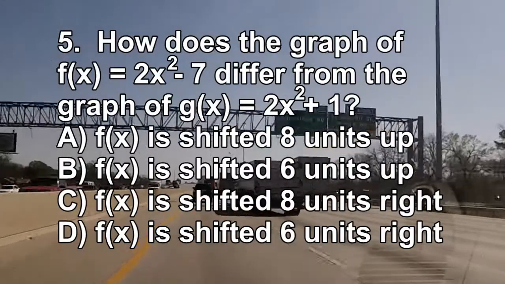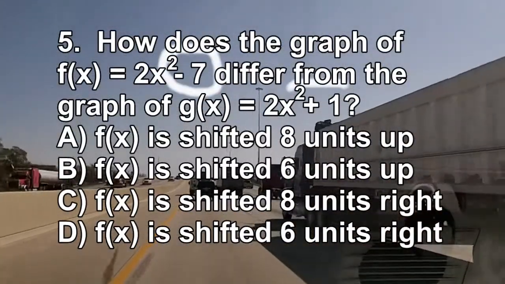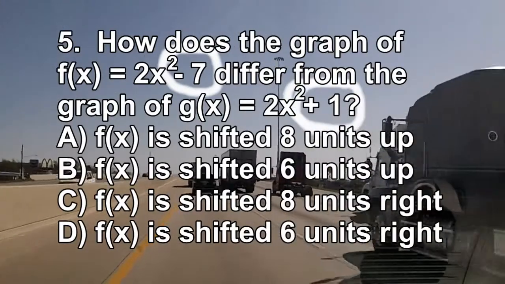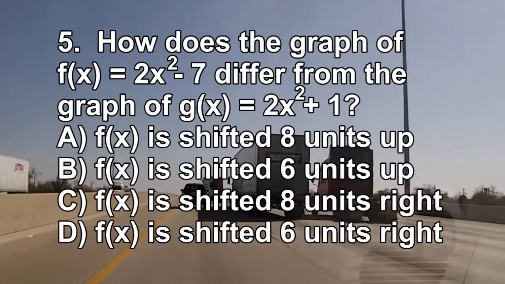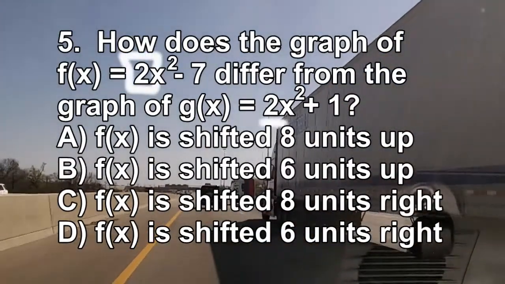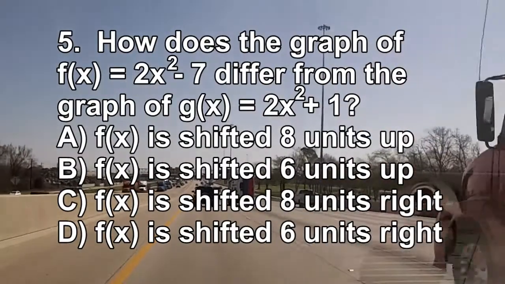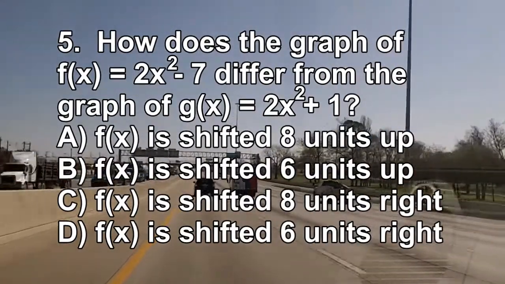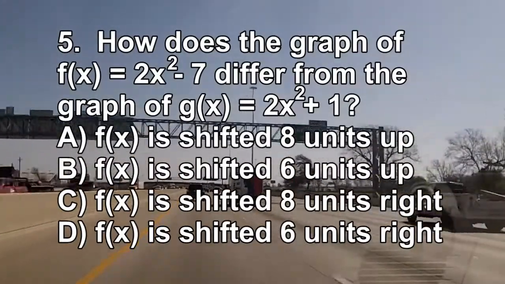To get this answer, you need to know that the negative 7 and positive 1 are the constant terms of the equations and represent the y-intercepts. It is also important to note that each coefficient of x squared is equal to 2. That means each parabola has the same steepness. So the negative 7 and 1 mean that the parabola has been shifted up or down on the y-axis.